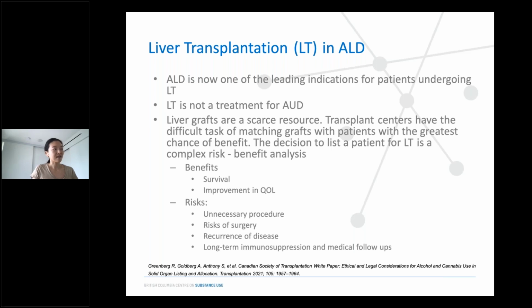And further complicating is that liver grafts are a scarce resource. At the end of 2018, more than 5,000 patients were waiting for an organ in Canada, and 200 of these died waiting for an organ. So transplant centers have the monumental and difficult task of maximizing medical utility by maximizing graft and patient survival given the shortage of organs. And so the decision to list the patient for liver transplantation involves a complex risk-benefit analysis.